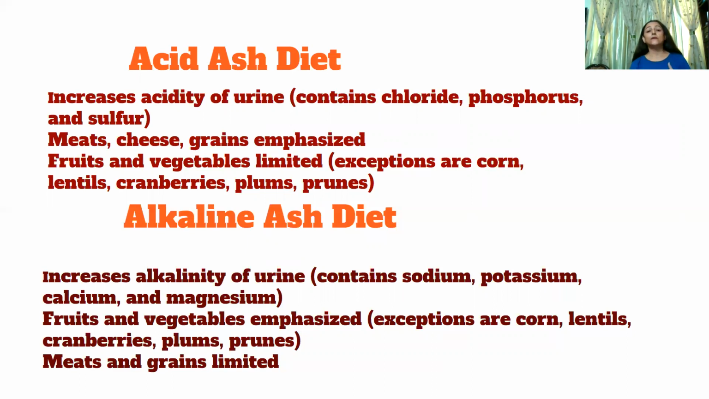So now we come to the alkaline ash diet. What is that? It increases alkalinity of the urine. So again, here we have to go in reverse. It contains sodium, potassium, calcium, and magnesium. So here again, we will suggest fruits and vegetables. And the exceptions are again corn, lentil, cranberry, plums, and prunes, because they will produce more acid. So meats and grains are to be limited, again because of their acidic nature.